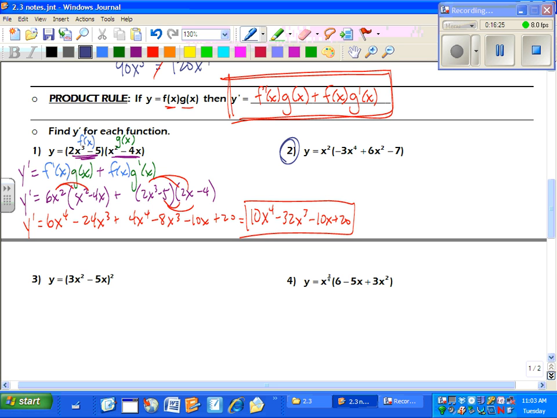I know, but like, what? Where's the f of x and g of x? Is the f of x just the exponent? Yes. Come on. I'm trying here, guys. Stop.